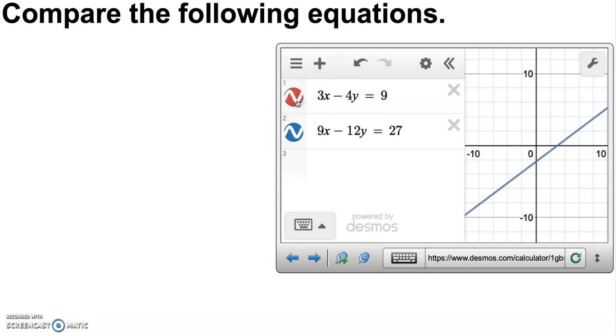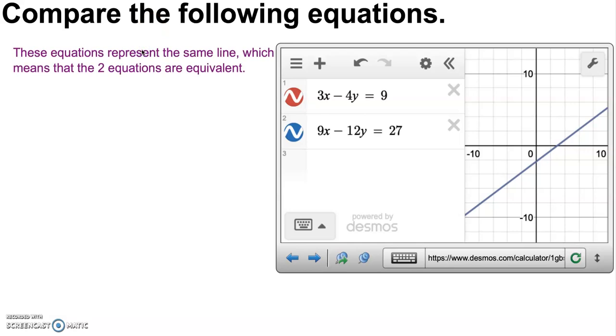Notice that those lines are exactly the same line, but they certainly don't look the same. I have 3x and a 9x, I have a 4y and a 12y, a 9 and a 27. Well, these lines represent the same line, which means the two equations must be equivalent in some way. So consider, we multiplied the first equation by 3 to get the second.